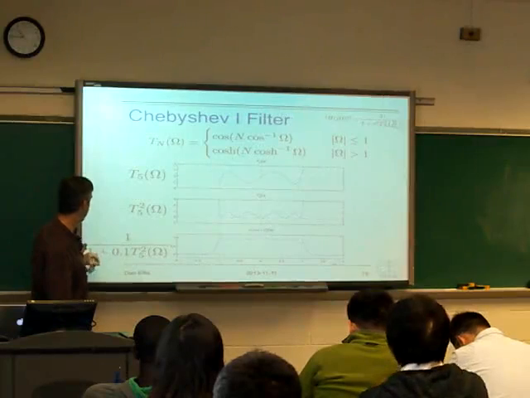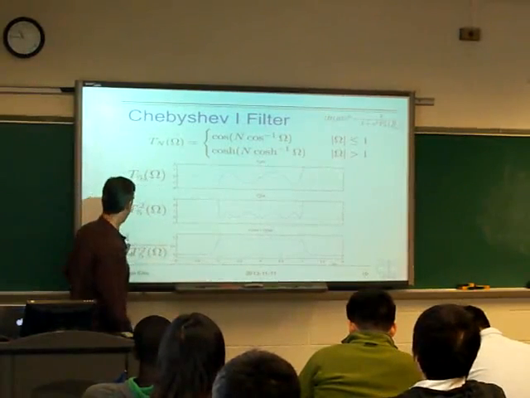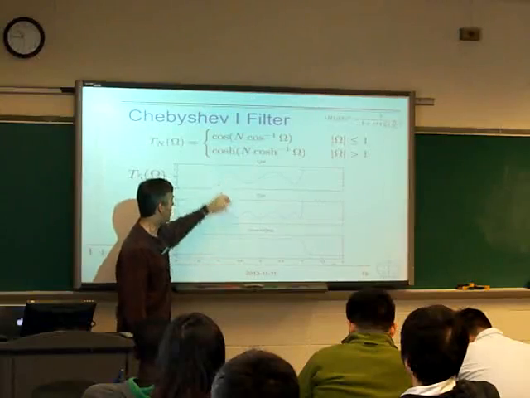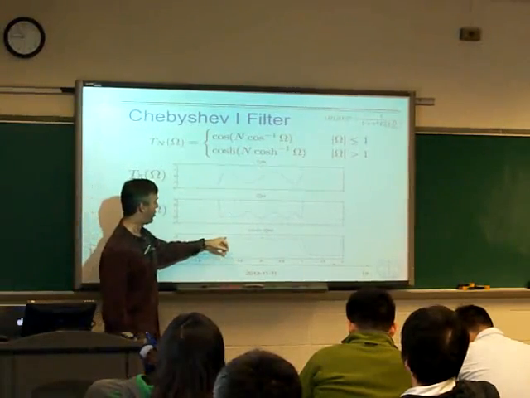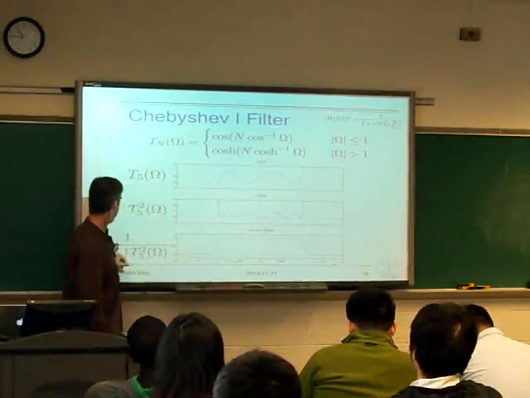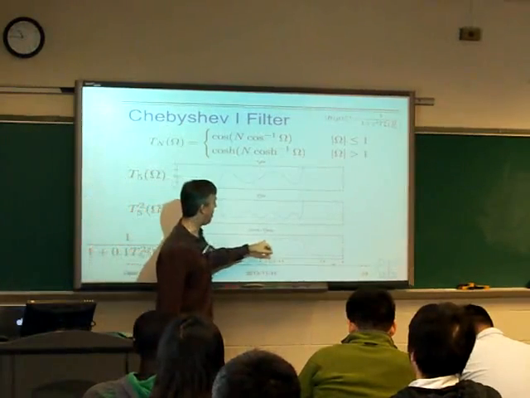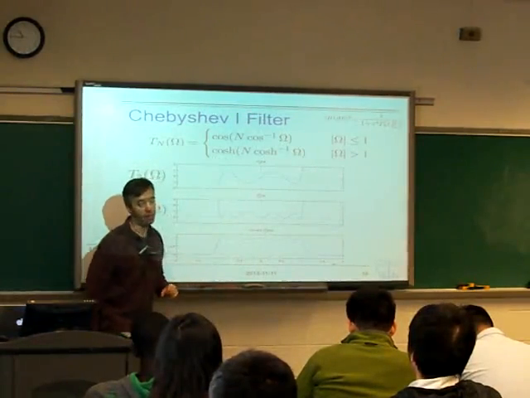And then we take 1 over 1 plus some small constant times that, which means that now these values around 0 become values around 1. These values that are shooting off become values around 0. And then the actual depth of these ripples in here depends on this epsilon squared value here. So this looks like our ripple magnitude response, but that's how it comes out of this Chebyshev polynomial.